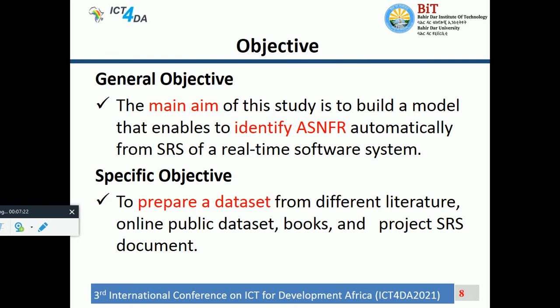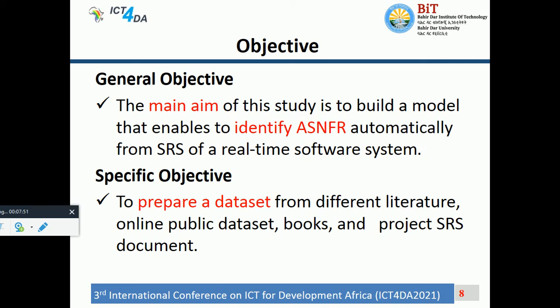So when you see the objectives, the general objective is that we aim in this study to build a model that enables automatic identification of significant non-functional requirements from the SRS of a real-time software system. To achieve the general objective, we specifically pursue the following specific objectives.